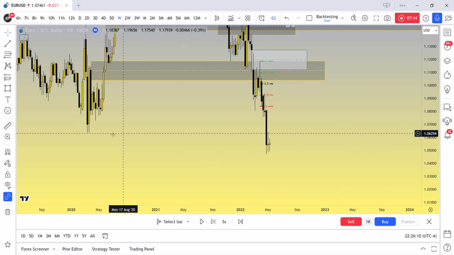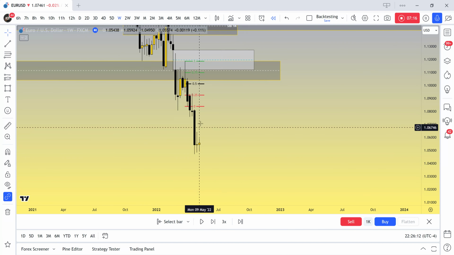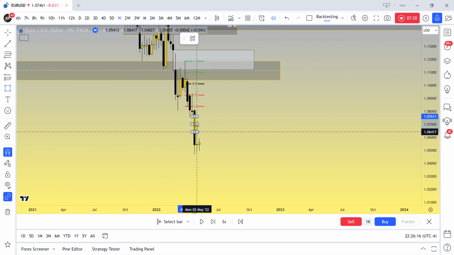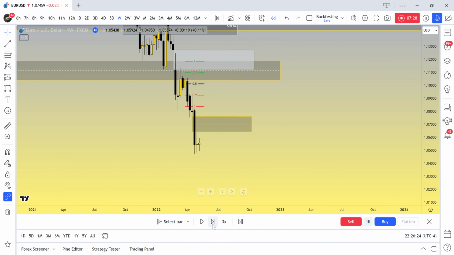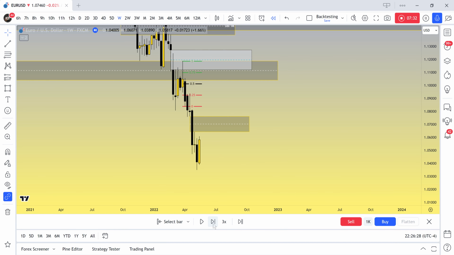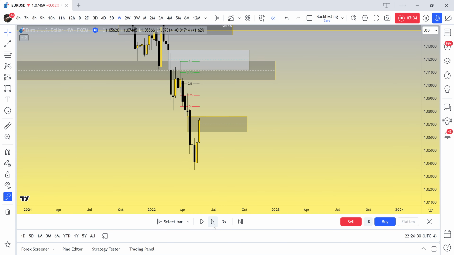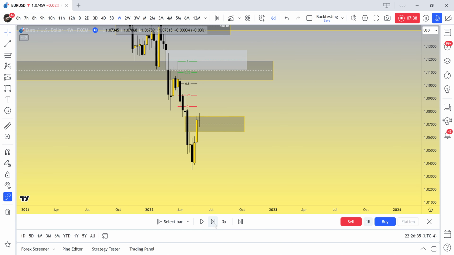All right, because we took out this major area of liquidity, I'm not going to go in here on the weekly gap and look for a short. That's not what I want to do. It is a bit too much of a discount to be looking for shorts. Okay, I want to see this weekly gap be disrespected.